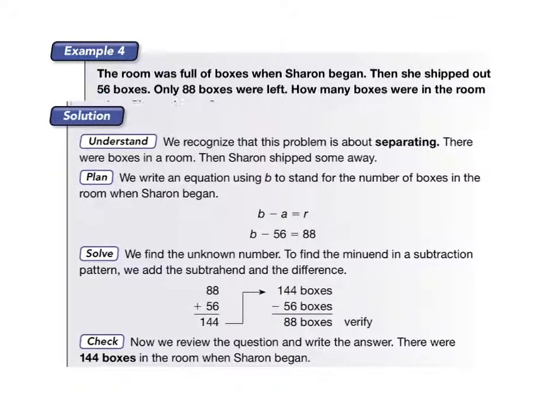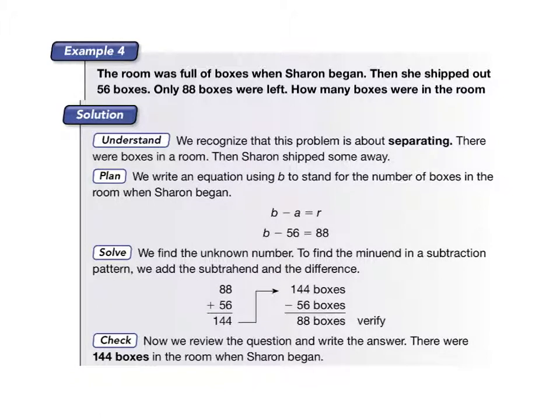So we recognize our understanding part, so write that down, understanding, that this is a separating problem, and we had some boxes, and then we shipped some away. Okay, and then we know how much is left. So we write an equation, and we're going to let B stand for the number of boxes when we began. So this is what the starting amount was. We don't know what that was. We know that she shipped away 56, and we know that there were 88 left.